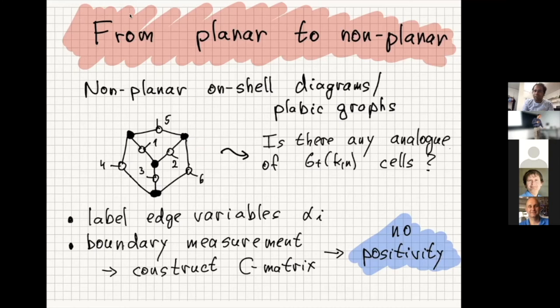Was this phenomenon somehow related to MHV? Question. Can you hear me? Can you unmute yourself? I am unmuted. Can you say it again? Can you hear me now? Yeah, I can hear you.